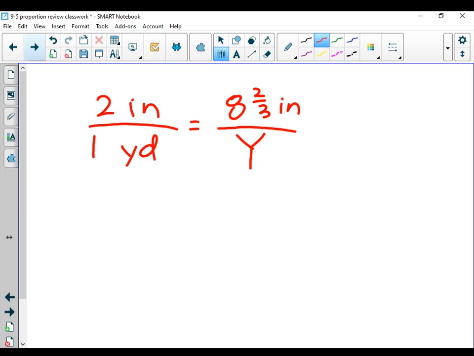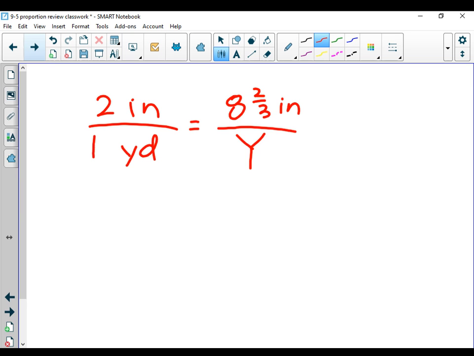This is a good one. 8 2/3. What's the decimal? What is the decimal? Because I wish it was a nice decimal, but it's 0.6666666666666666, just 3s.